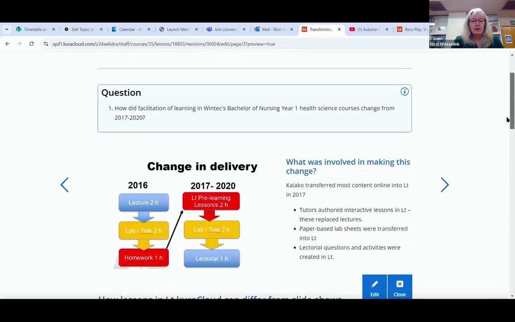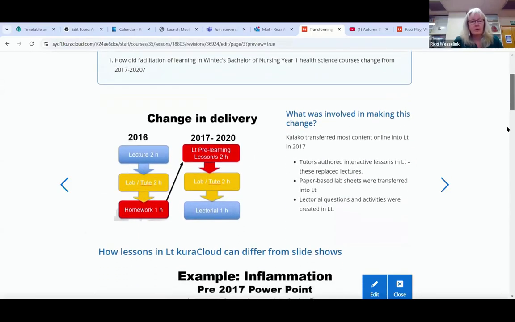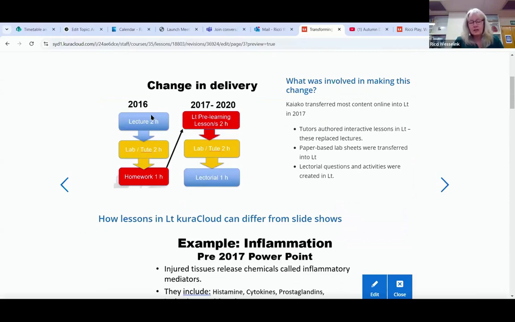So this also changed the way that we delivered. So prior to 2017, as I said, we had a 2-hour lecture followed by a 2-hour lab and 1-hour homework. And then between 2017 and 2020, we flipped it. We were requiring students to complete work before class. So we authored all of these lessons ourselves. Then they came to a lab or a tute. And then there was what we called a lectorial at the time, which was kind of like a combination between a lecture and a tutorial.